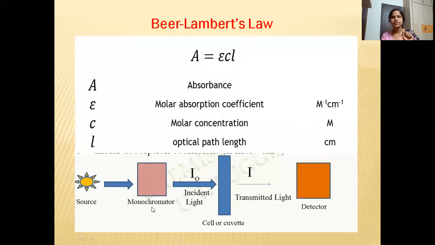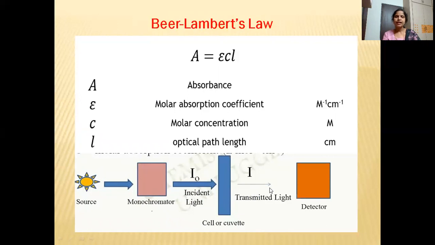Only a particular wavelength of the light is selected and that light is incident onto the sample here. The sample solution is taken in a cell, or what we call a cuvette. The light is incident on the sample, so what happens is that this sample solution will absorb some of the light and some of the light is transmitted out.